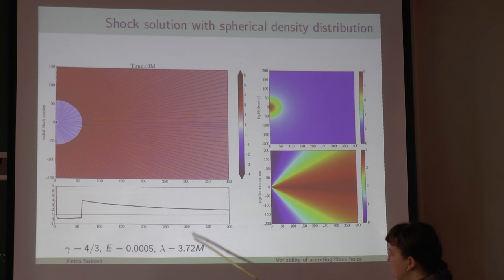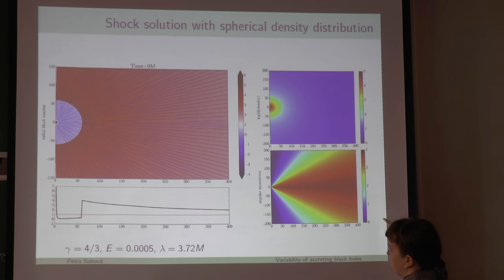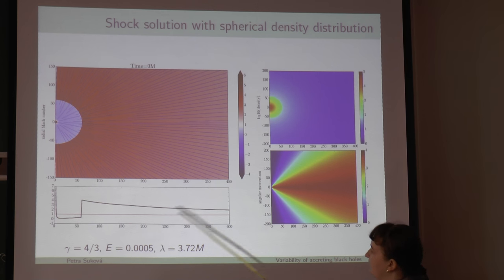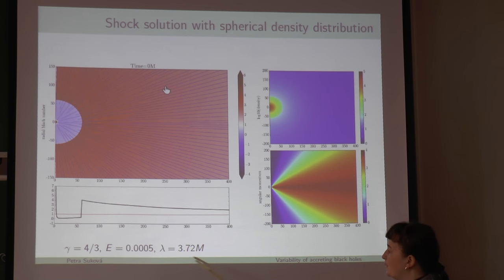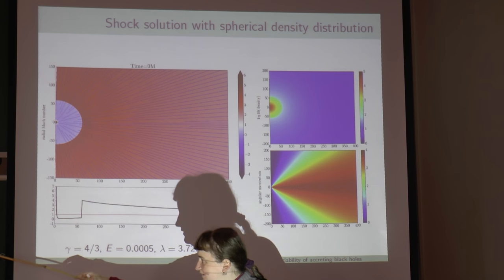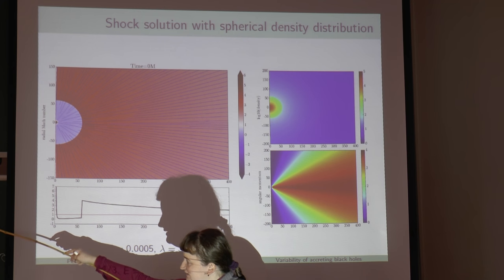And this is for a somewhat lower value of energy. So the outer sonic point is located farther away, about 1,000 M. And we took quite a large value of lambda. So it is somewhere here, probably in the oscillatory region, but it's not too high.